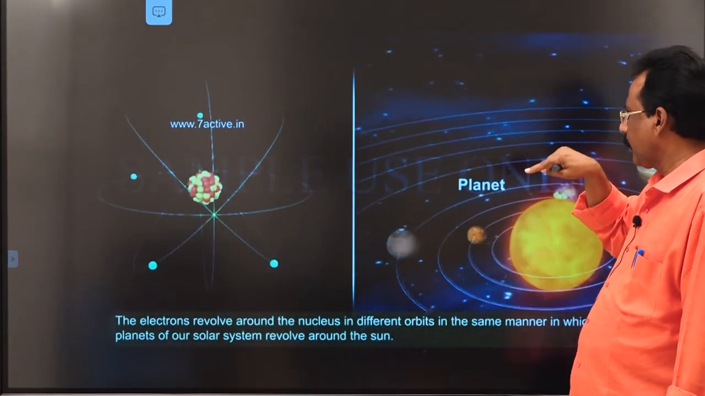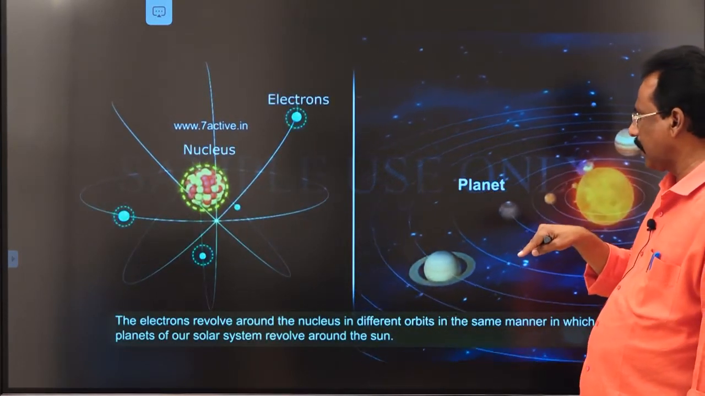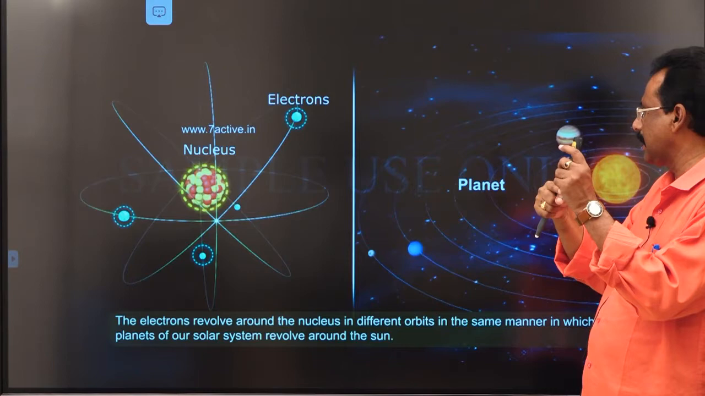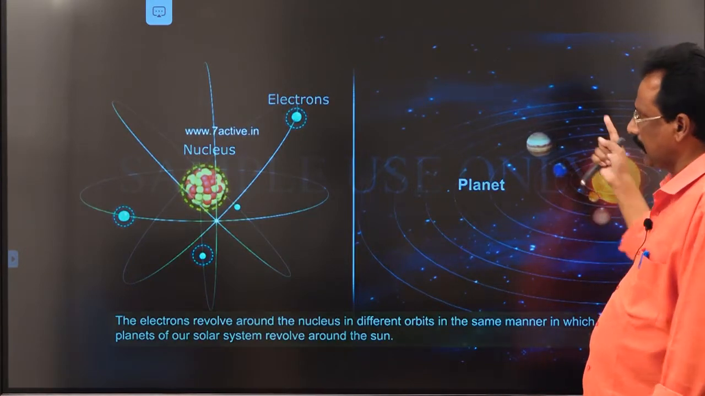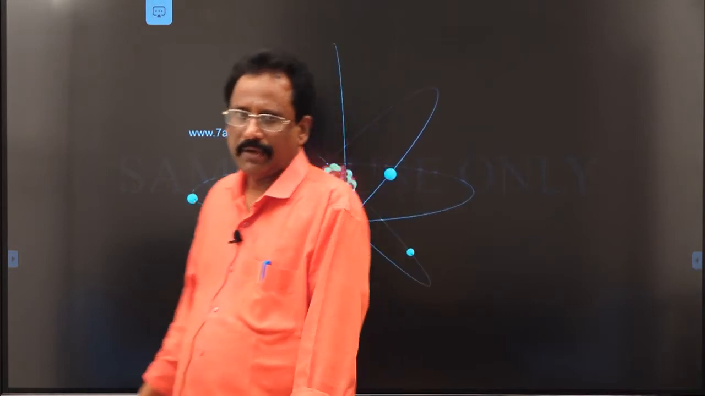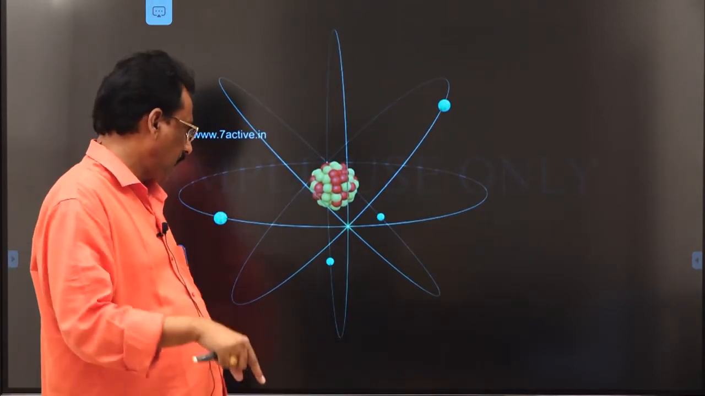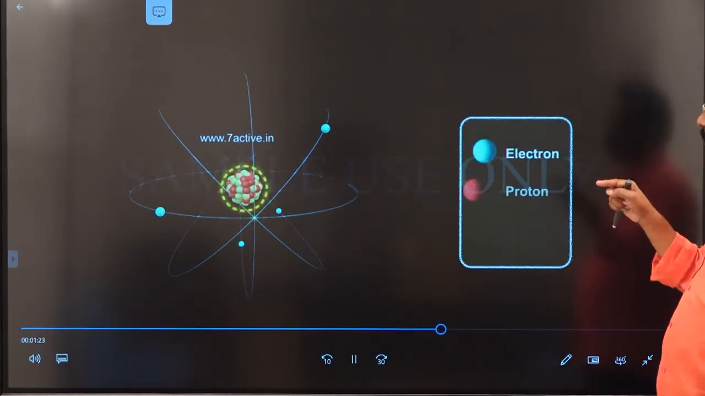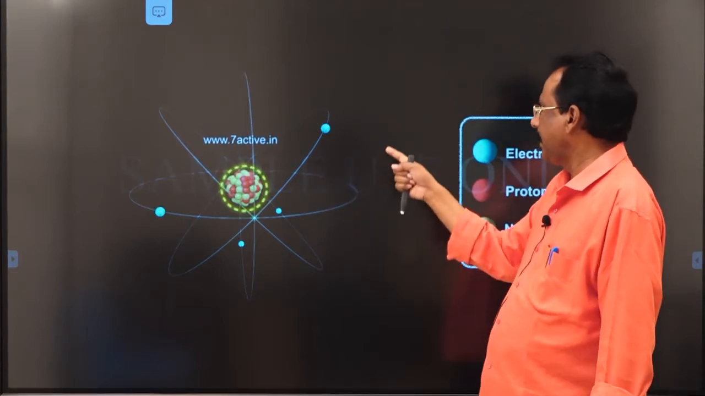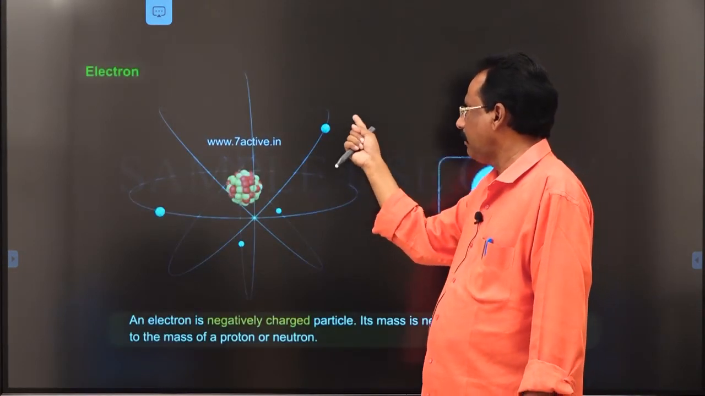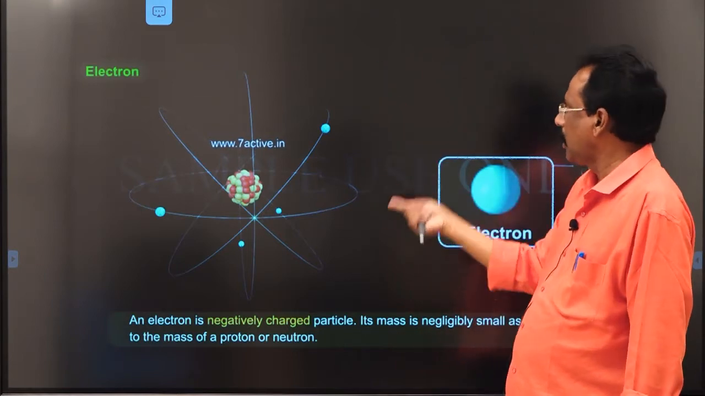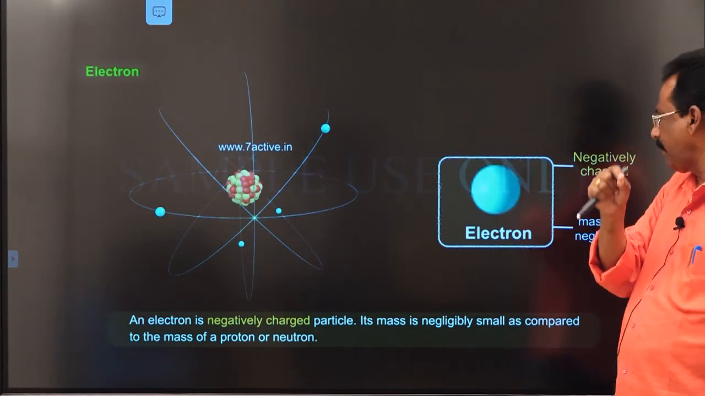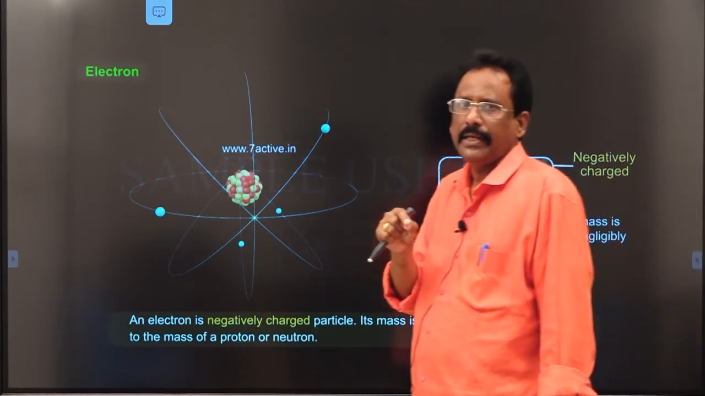According to Rutherford's alpha particle scattering experiment, the electrons revolve around the nucleus just as planets do around the sun. That means among these three fundamental particles of an atom, the proton and neutron are present in the nucleus, and the negatively charged particle like the electron is present outside the nucleus and revolves around the nucleus. So this is the position of the three fundamental particles present in an atom.